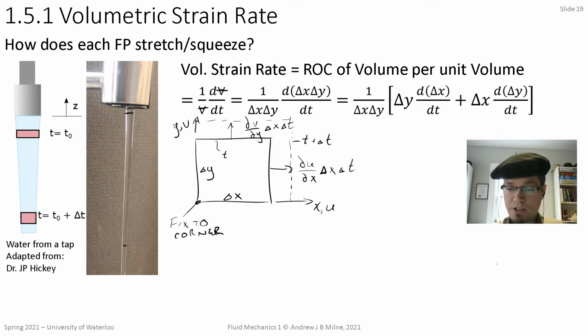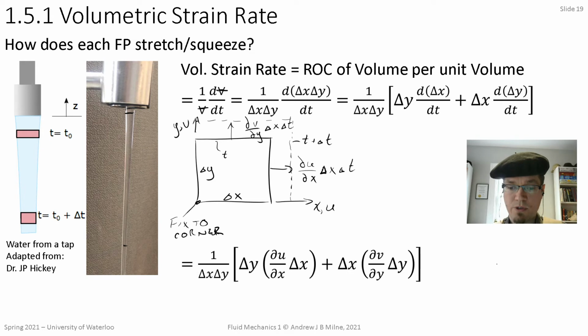So we can substitute this in, and do a little bit of rearranging, and we come up with what's shown here. We can cancel out the denominator because we've got a delta x and a delta y, and a delta x and a delta y. And so what we're left with is that the volumetric rate of strain is just ∂u/∂x plus ∂v/∂y.